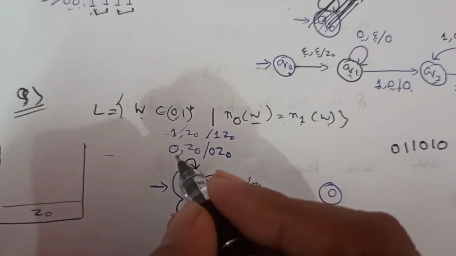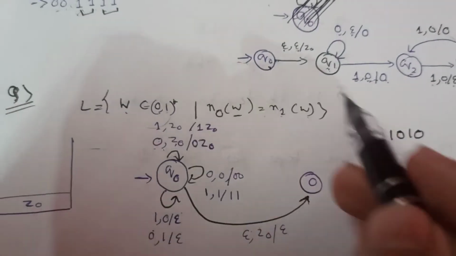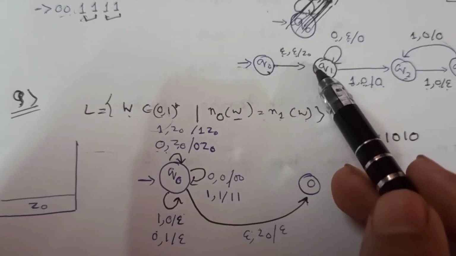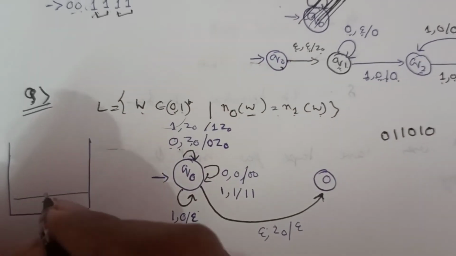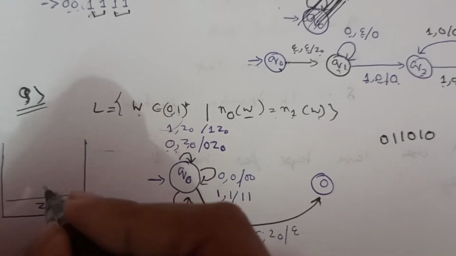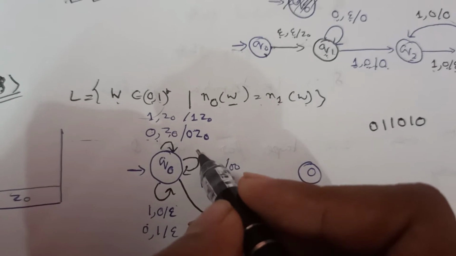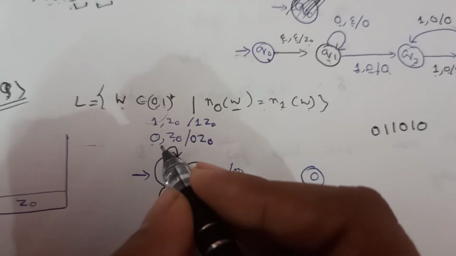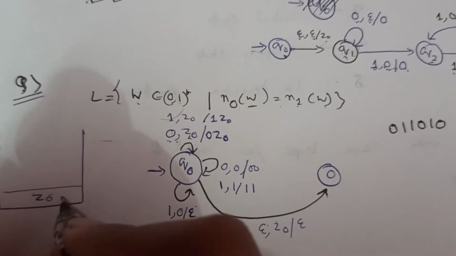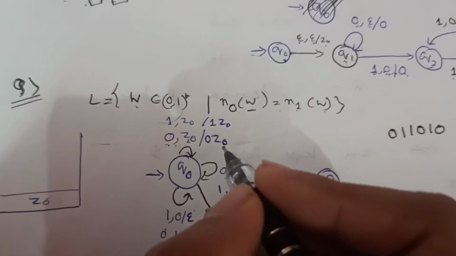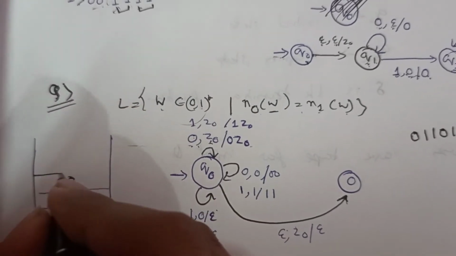So let's see. First we have 0, and there is a different style we are using here. I was just using one symbol here. Now we are popping Z0 and we will push Z0 and 0 together. So I will just write two symbols inside here. When we have 0 inside our string and Z0 inside our stack top, we are popping Z0 and pushing 0 Z0. So now our input string has 0.